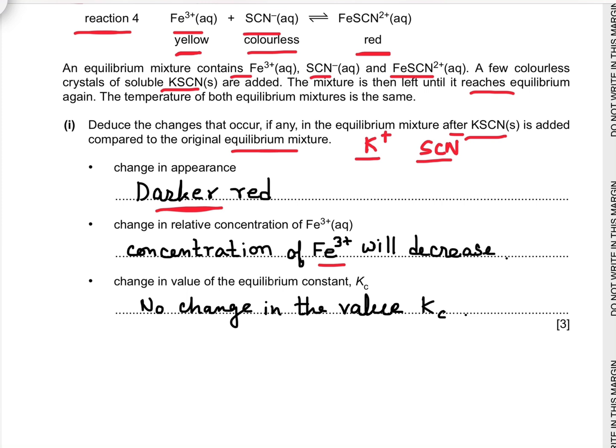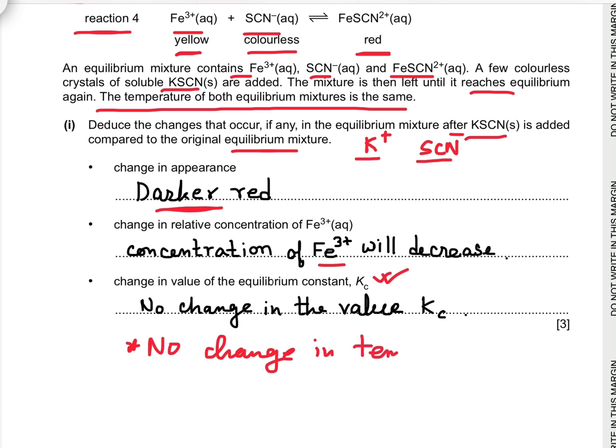Change in value of the equilibrium constant Kc. There will be no change in the value of Kc. Why? Because the temperature of both equilibrium mixtures is the same, so there is no change in temperature. So always remember, even if we change the concentration but the temperature remains unchanged, the value of Kc, the equilibrium constant, will be the same.